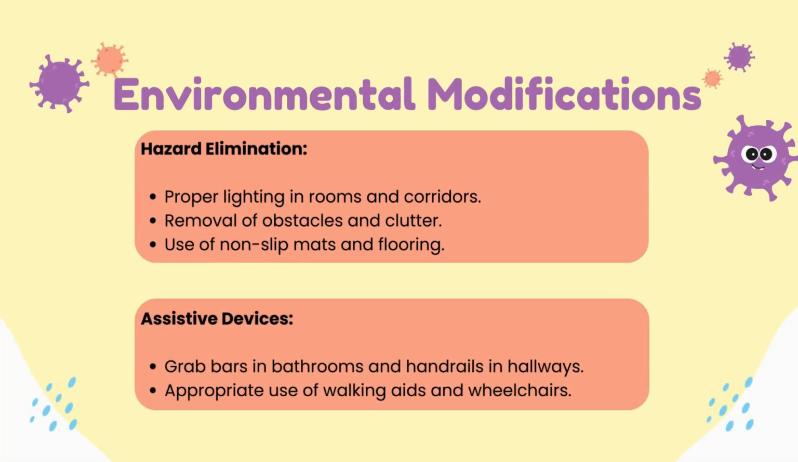Environmental modifications play a crucial role in preventing falls by creating a safe and accessible space for patients. Hazard elimination. Maintain adequate lighting in rooms, hallways, and bathrooms to improve visibility. Keep walkways clear of clutter and remove unnecessary obstacles to ensure smooth mobility. Use non-slip mats and flooring to prevent slipping, especially in high-risk areas. Assistive devices. Install grab bars in bathrooms and handrails in hallways to provide stability and support. Ensure proper use of walking aids and wheelchairs, educating patients on their correct usage. By implementing these environmental modifications, patient safety can be significantly enhanced, reducing the risk of falls.